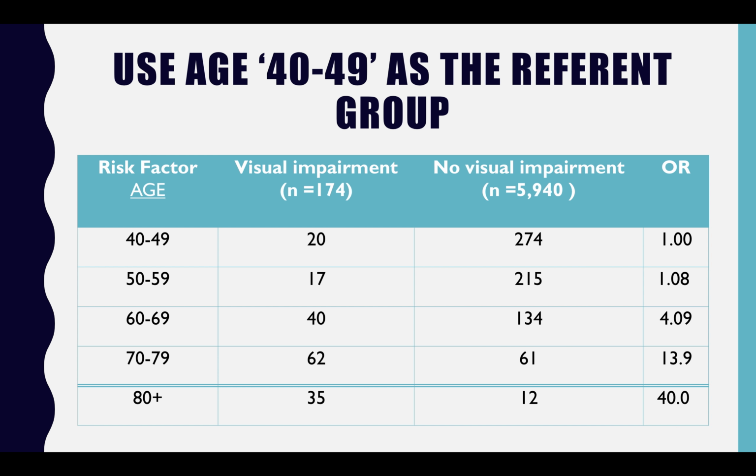What I'm really concerned with in your interpretation is that you understand what an odds ratio that's less than 1 means, what an odds ratio of 1 means, and what an odds ratio greater than 1 means. So we see that all these odds ratios are greater than 1. What we could say is that visual impairment is greater for the older age groups than for the 40 to 49-year-olds. The other thing I want you to be able to see is that as an odds ratio increases, that's going to mean that the risk is also increasing.